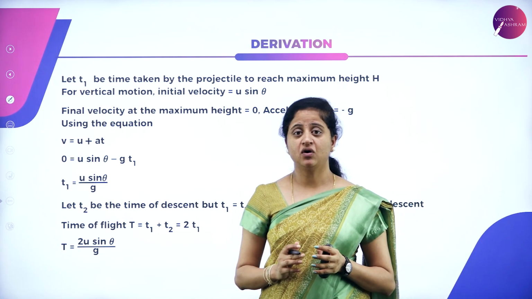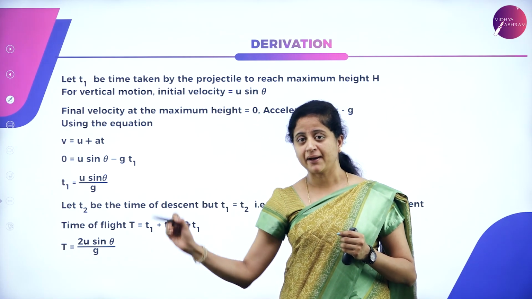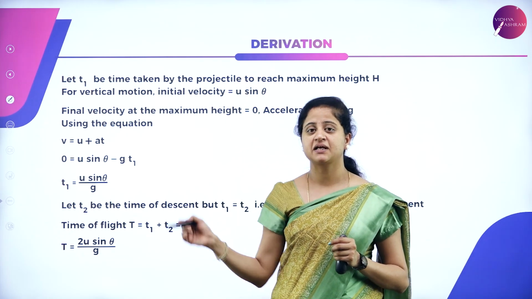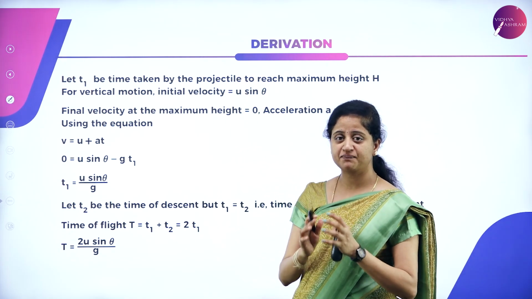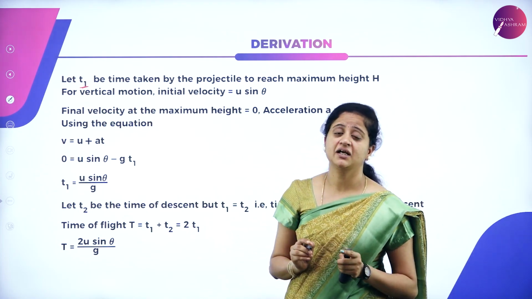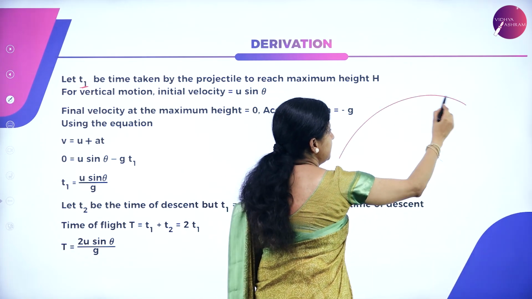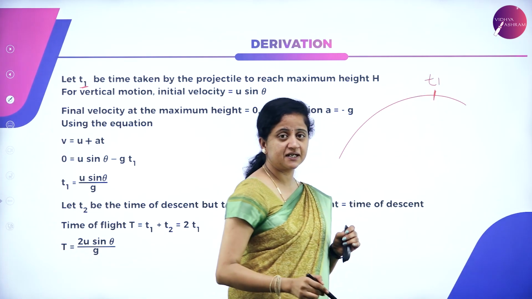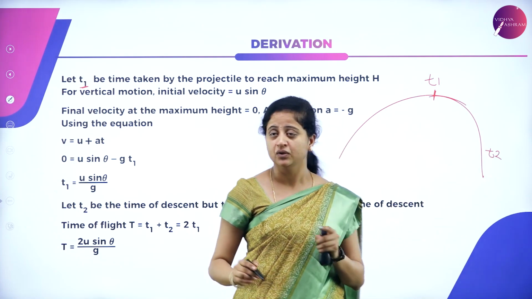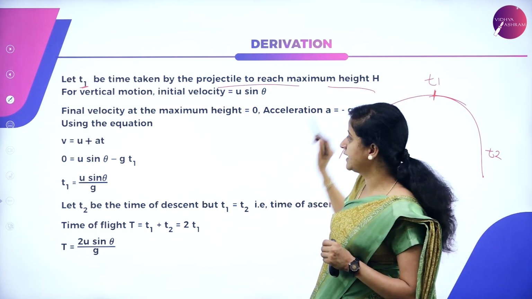Time of flight, as we all know, is nothing but the total time required by the body to get projected and to come back again to the ground. So, this is the total time, which means time of ascent plus time of descent. Let us now get the expression for this. Let us consider t1 be the time taken by the projectile to reach the maximum height. If the object is thrown into space to reach maximum height, let us consider the time t1, and to come back again, let us consider this time is t2. So, here let t1 be the time taken by the projectile to reach the maximum height h.